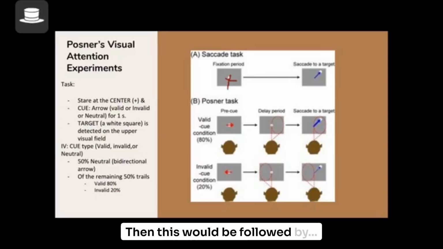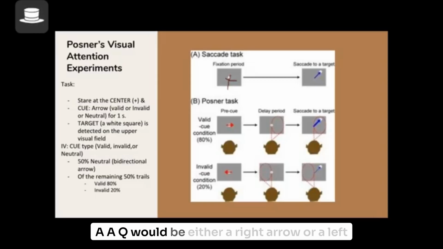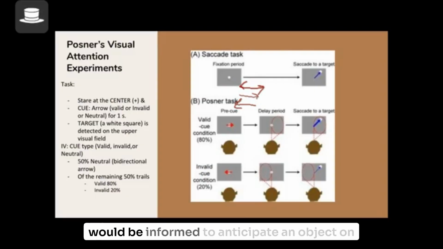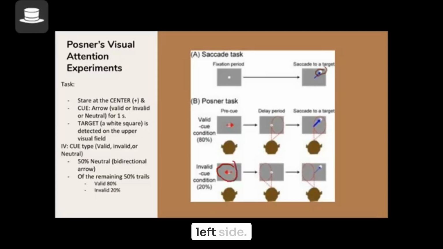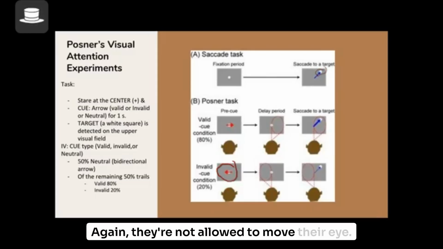Then this would be followed by a cue. A cue would be either a right arrow or a left arrow or a bidirectional arrow. When there is a right arrow, participants would be informed to anticipate an object on the right side, which is usually a square, although it's shown as a circle here. If the arrow is towards the left, then they can anticipate an object on the left side. Again, they're not allowed to move their eyes. They have to stay at the center of the screen. The moment they detect an object on the right side, that's when they have to respond.